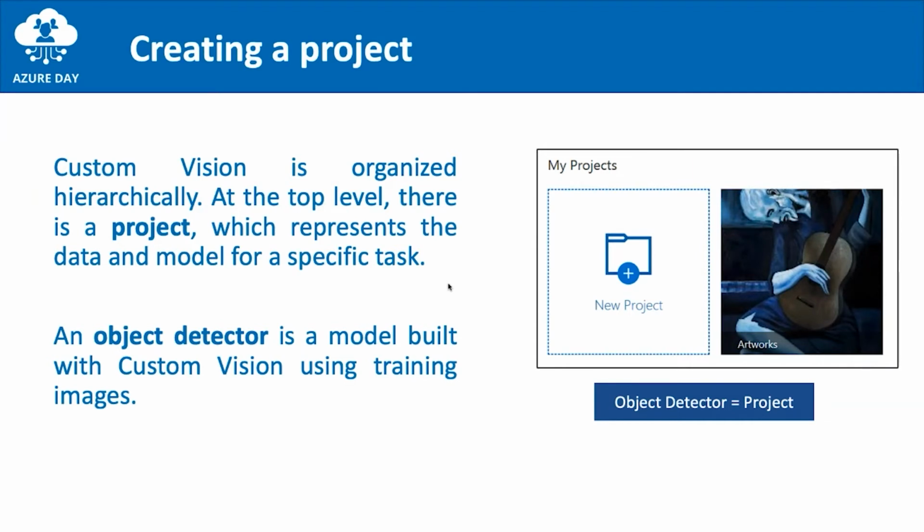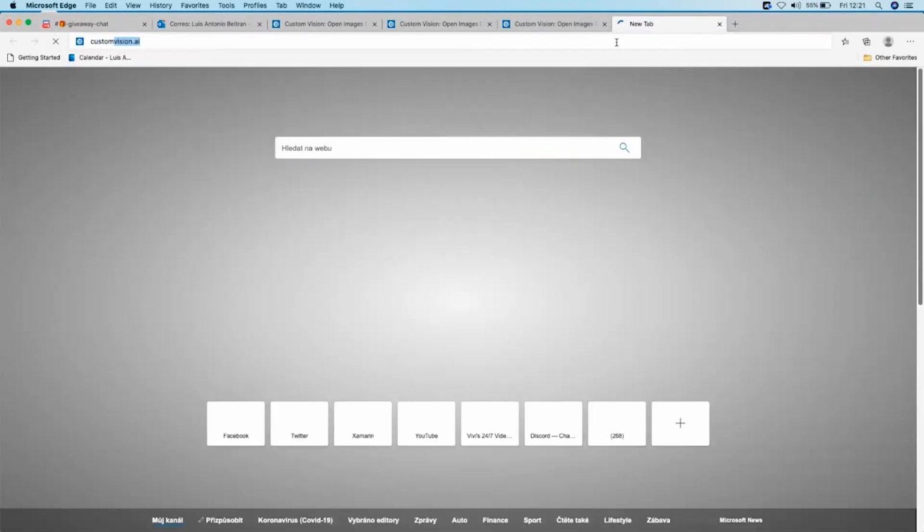And then, yes, we will do a very simple task in our portal, which is creating a project. Basically, a custom vision service is organized in a hierarchical way, which means that at the top level, there is a project, which represents the data, the model, and all the parameters that we need for a specific task. We can say that in this part, object detector is also a project. Object detector is a model that we build with custom vision through training images.